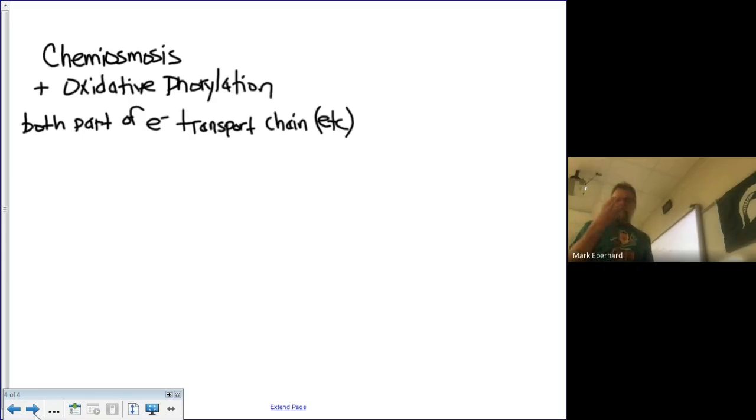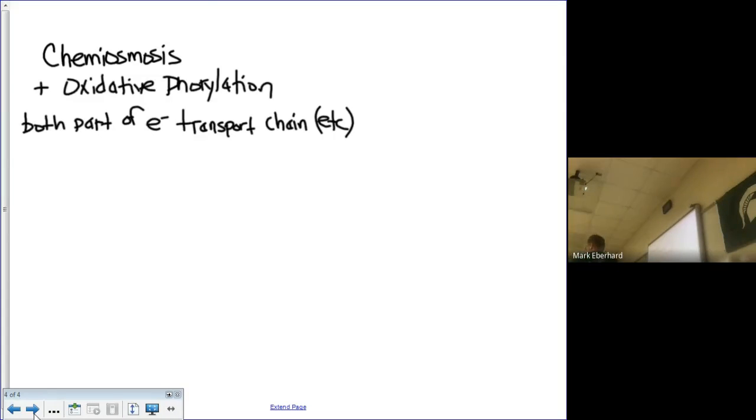which is the whole point of the final step, to generate ATP. Up to this point, we've only produced a total of 4 net ATP. It's not enough energy. We need more bang for the buck. And that's what's going to happen here.